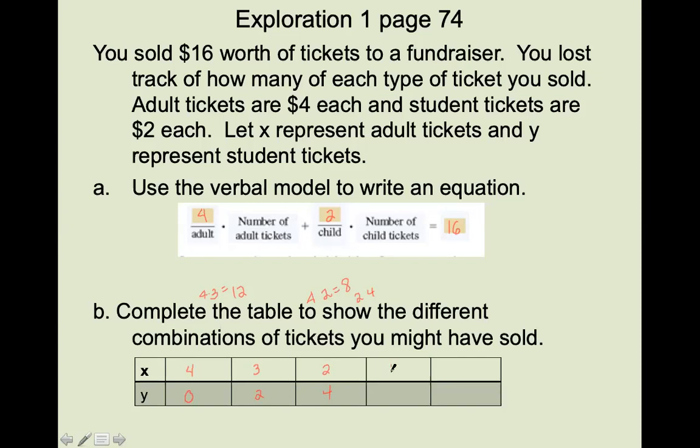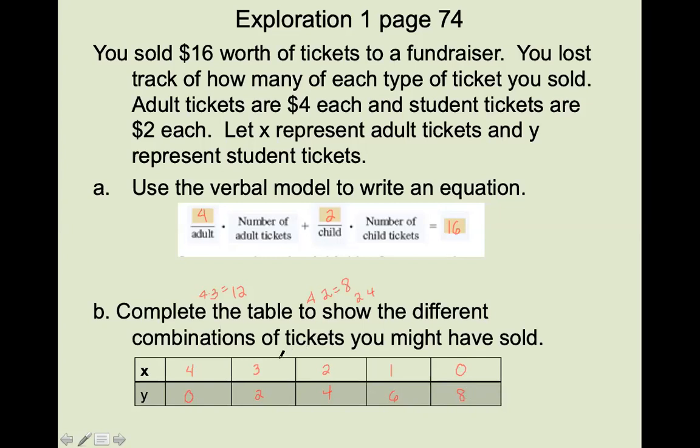Let's say we only sold 1 adult ticket. Well, we have $16 altogether. If we sell 1 adult ticket at $4, that leaves us $12 left for children's tickets, and they're $2 each, so that would leave us with 6 of that. Or it could be that we didn't sell any adult tickets. And if we sold $16 worth of tickets to children and the children's tickets are $2 each, then that would mean we sold a total of 8 children's tickets.